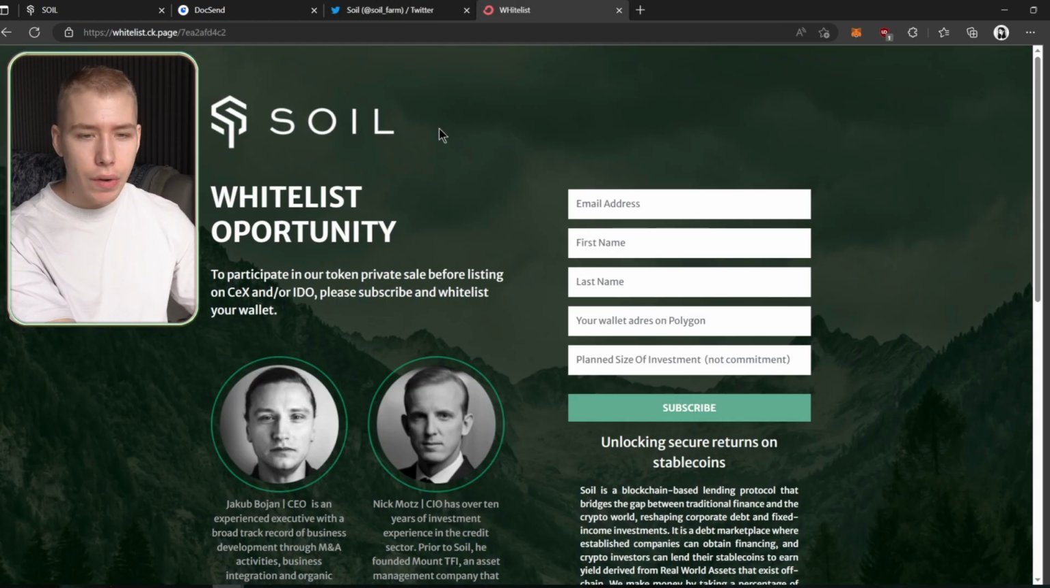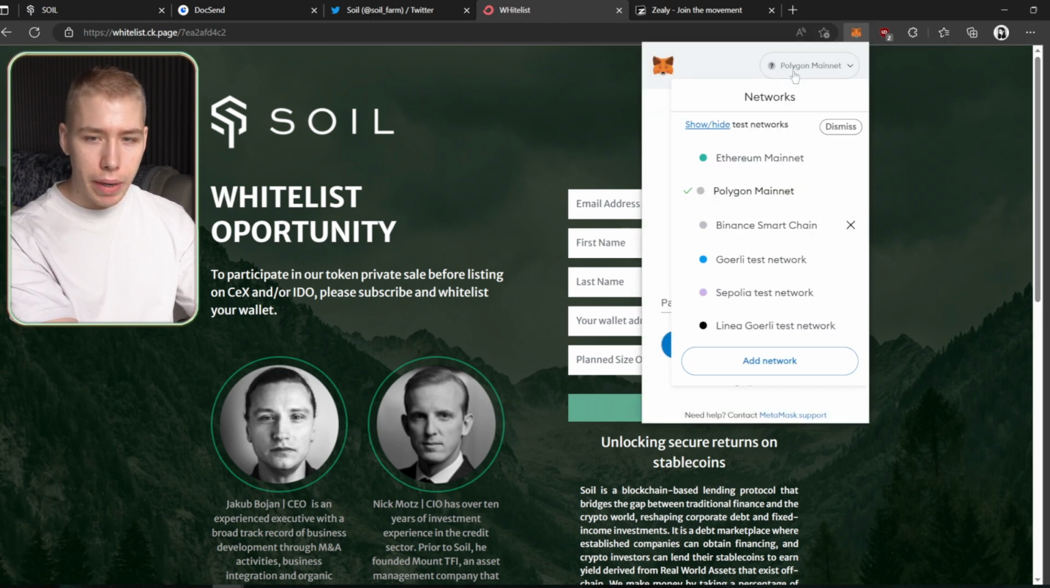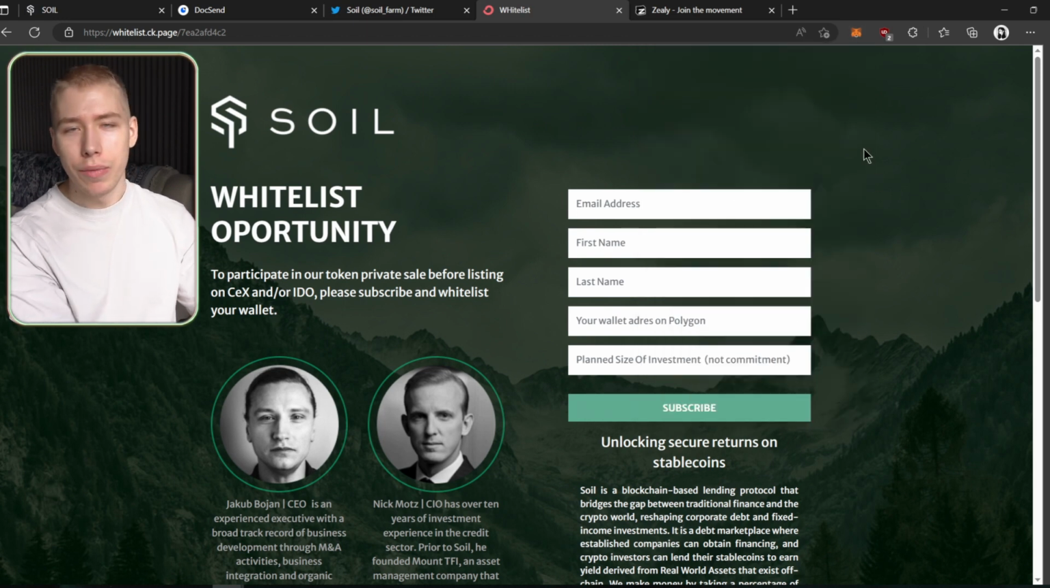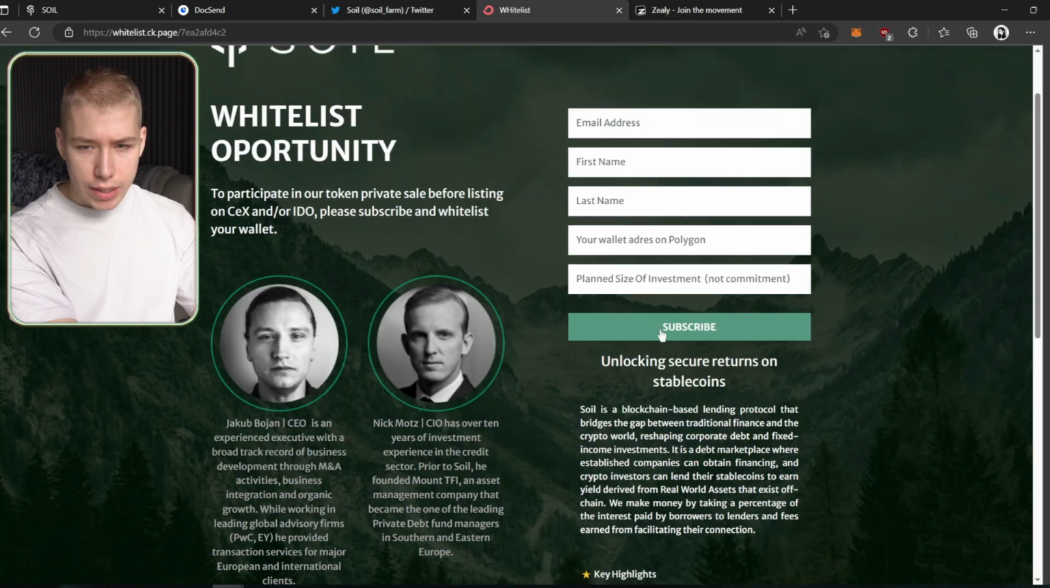Most important thing right now is the whitelist opportunity for the upcoming private sale, where all you gotta do is enter a couple of pieces of information as well as your wallet on Polygon. If you don't have a Polygon wallet within MetaMask, click on this drop-down menu when you're logged in, click on Add Network, and then just click on Add Polygon. It's the same wallet address as your Binance Smart Chain or ETH address in MetaMask, and then hit subscribe.